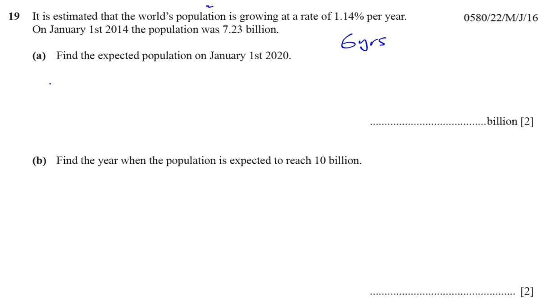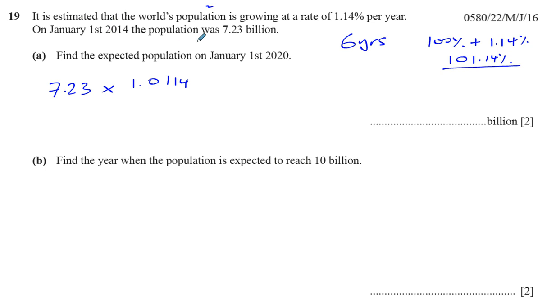So you're going to get 7.23 multiplied by, you've got 100% plus 1.14%, which gives you 101.14%. Now if I write that as a decimal, it's going to be 1.0114. Okay, and this, if you multiply by 7.23, will give you the population after 1 year. So that will be the population on the 1st of January 2015.